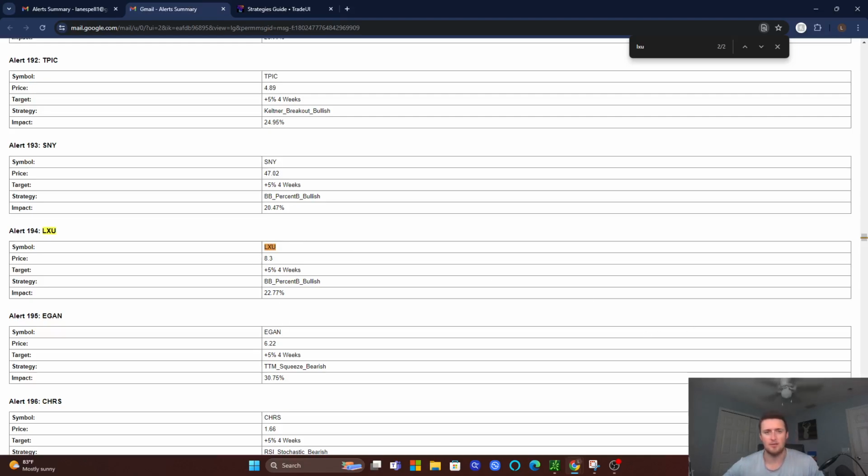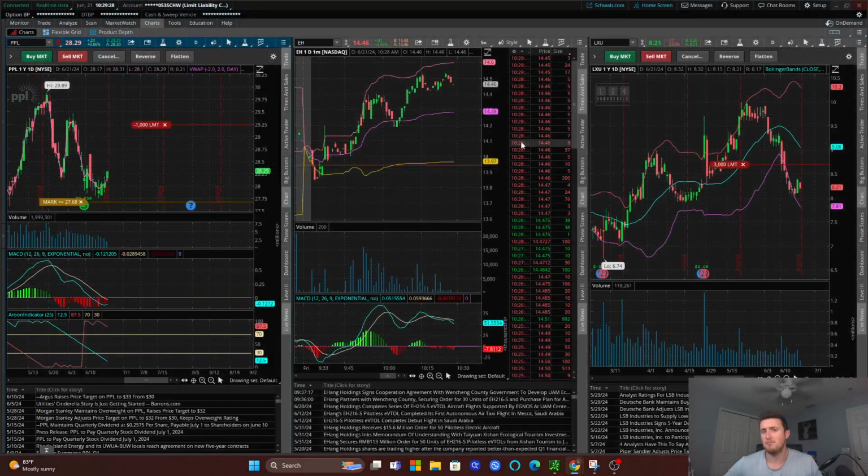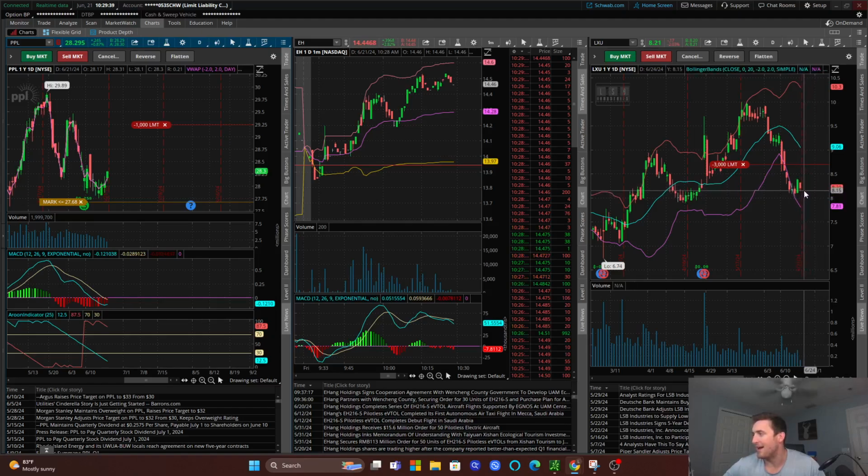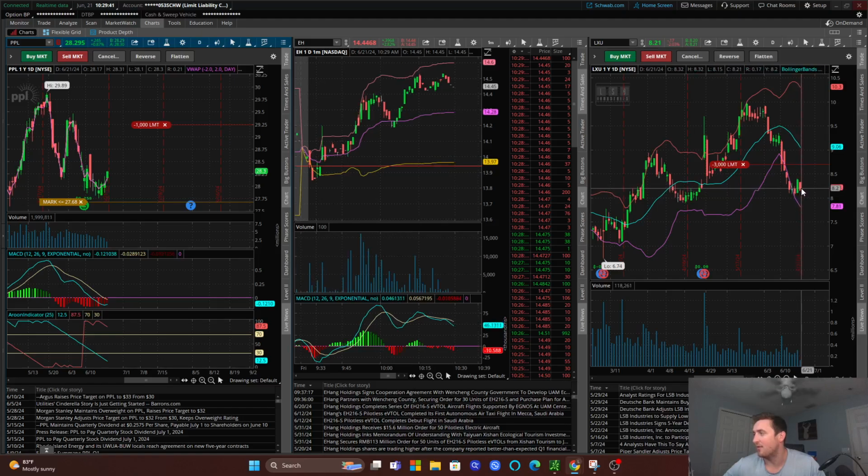We have LXU. So we are expecting a 5% move in 4 weeks. And if I go to my chart, I have it pulled up right here already. You can see where I have my target set for a little bit less than 5%. It looks like we triggered on this candle here. So we actually pulled back a little bit. I was able to capture this trade around $8.20, targeting this previous high right here of $8.95. Being super conservative, I'm going to target about $8.70.